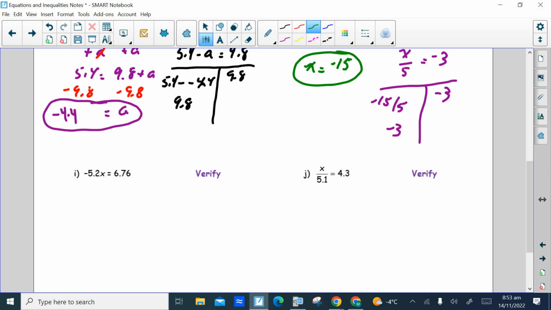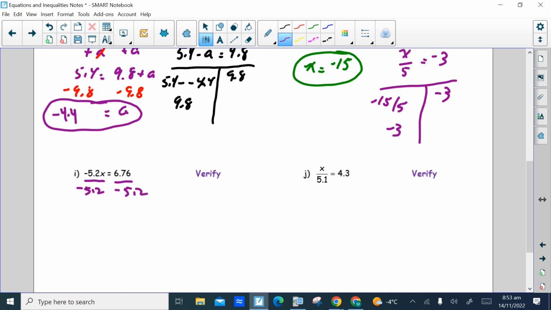For question I, the negative 5.2 and the x are hooked together by multiplication. It's negative 5.2 times x. So the opposite of multiplying by negative 5.2 is dividing by negative 5.2. We look and see what's hooked onto the variable and how it's hooked on there. And we do the opposite.